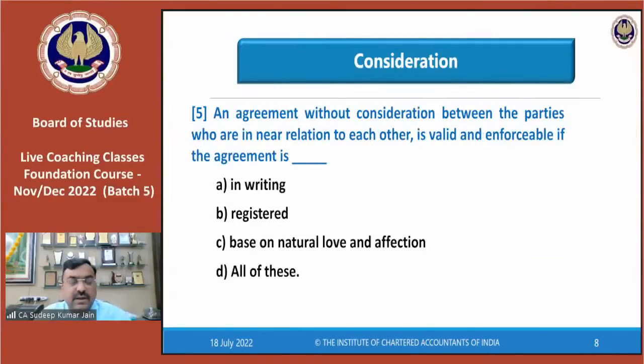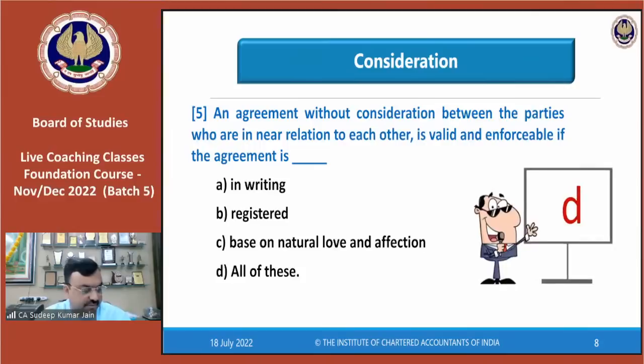Next, an agreement without consideration between parties who are in near relations to each other is valid and enforceable if the agreement is in writing, registered, based on natural love and affection, all of these. What would be the right option? The right answer is all of these. Without consideration, it should be in writing, registered, and based on natural love and affection.